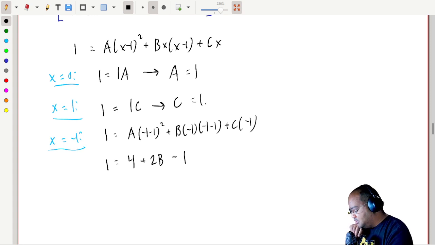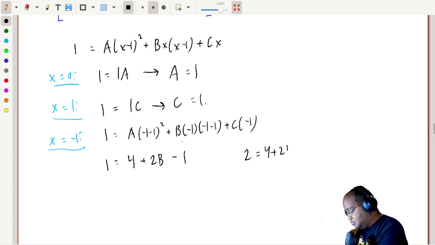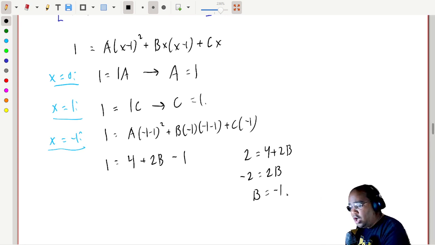Or you can even cleverly do this here. Add 1 to both sides, you get 2 equals 4 plus 2b. Subtract 4 on both sides, so we get negative 2 equals 2b. That means b is equal to negative 1.